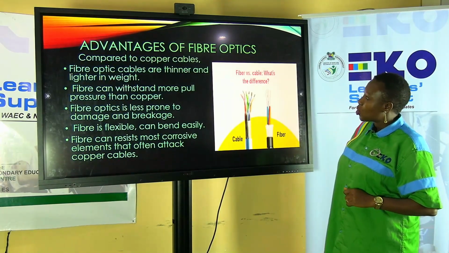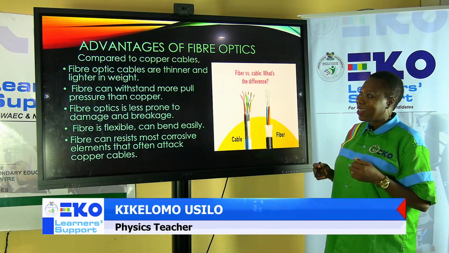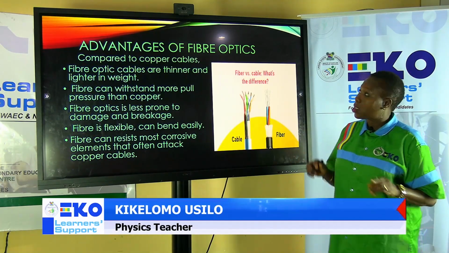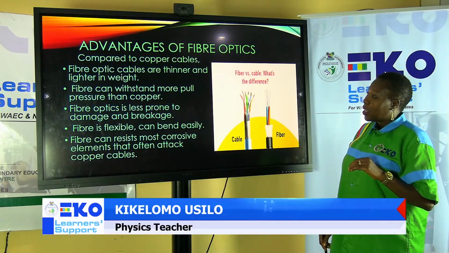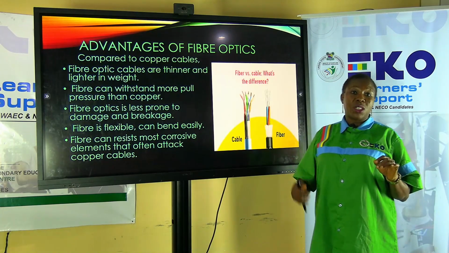What are the advantages of fiber optics compared to copper cables? Like I said earlier on, fiber optics cables are thinner and lighter in weight. You can see the difference. This is for fiber and this is the other one. They are thinner and lighter in weight. That's the first advantage. Then fiber can also withstand more pull pressure than copper. That is why they use it for all this, our cable.